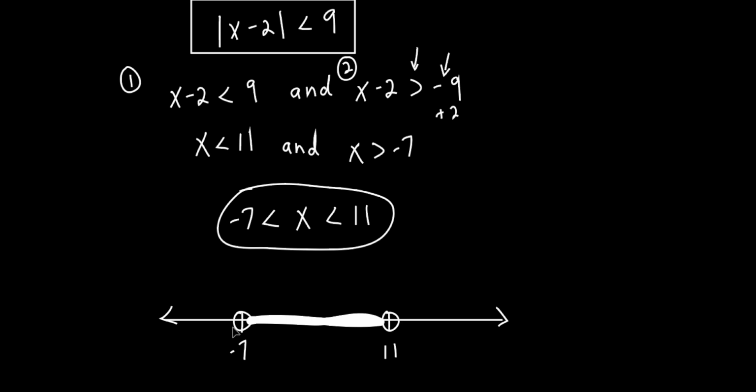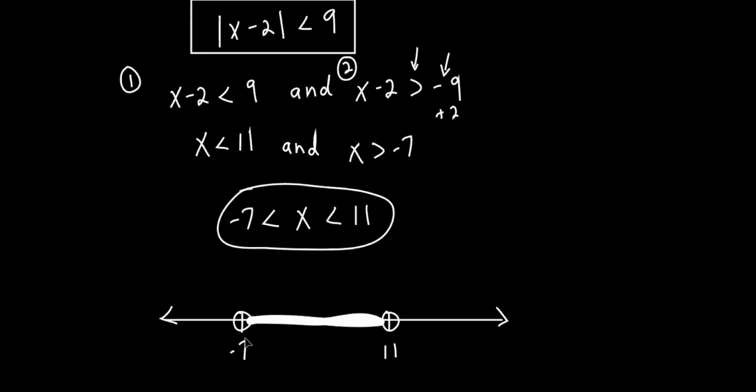Let's pick one more. Let's pick a number that is on this side of negative 7. Give me an easy one to pick. Negative 1 is on the left of negative 7? Negative 8. Okay, let's try negative 8. If I put a negative 8 in here, negative 8 minus 2 is what? Negative 10. Now, negative 10 is less than 9, but what's the absolute value of negative 10? It's 10. Is 10 less than 9? No, it's not. So none of the numbers out here work. None of the numbers out here work. All the numbers in between work.